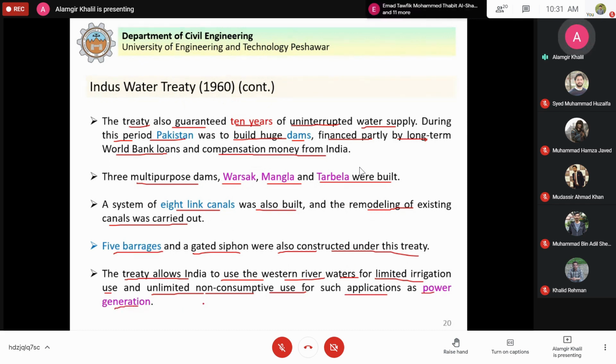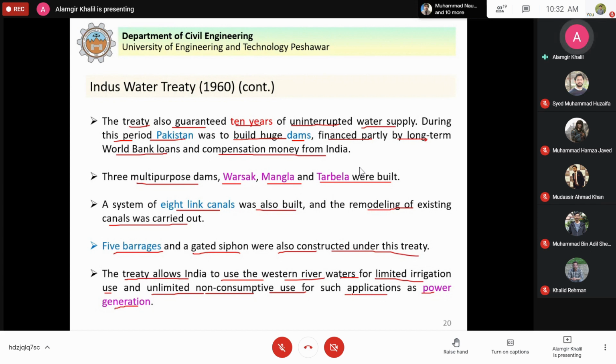That is why recently you might have heard of the Kishanganga project and Baglihar Dam. These are all run-of-the-river hydropower projects. Because under this treaty, India is allowed to build run-of-the-river hydropower projects. Run-of-the-river means that we are not significantly storing the water. We just utilize the head to generate the hydropower.